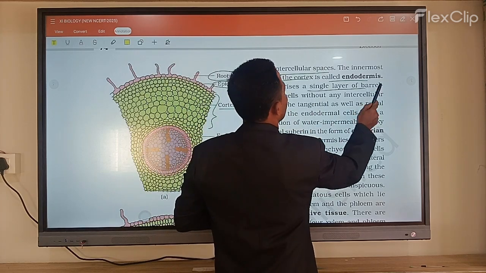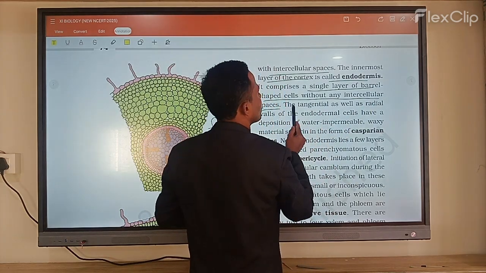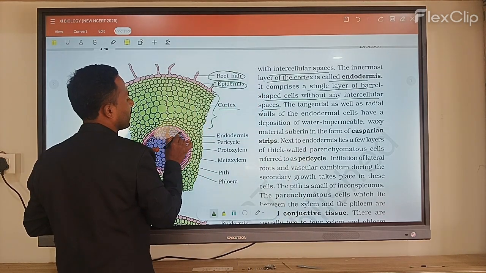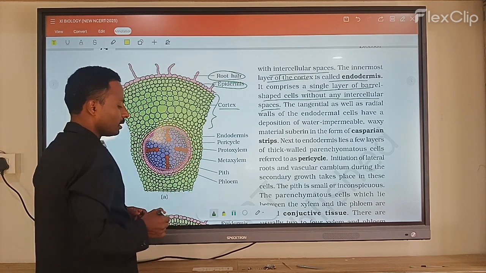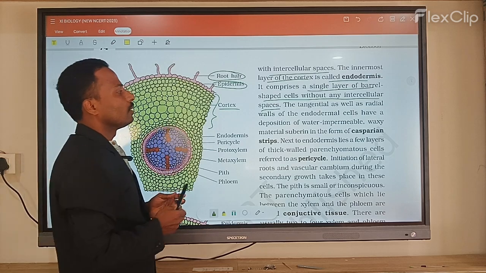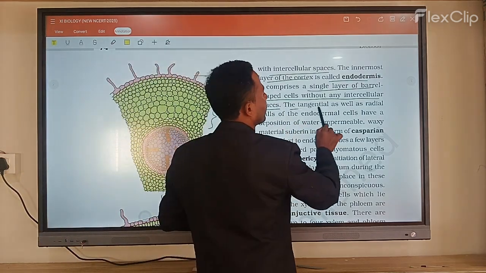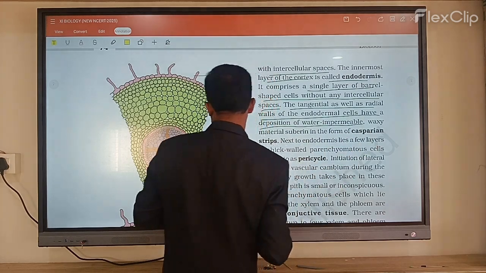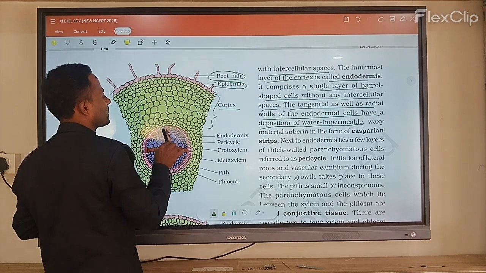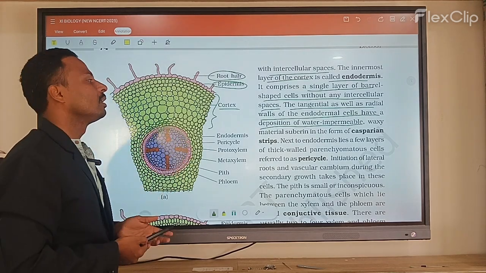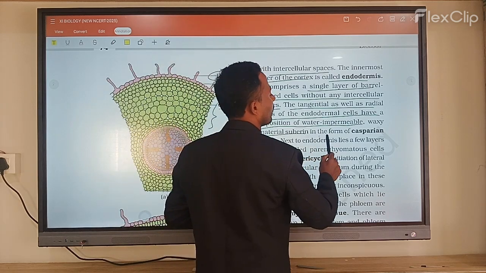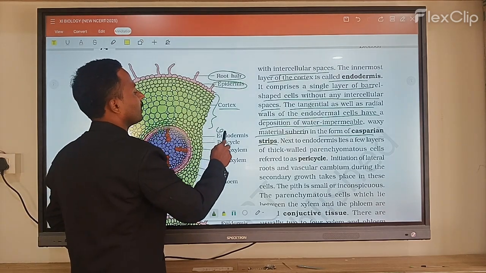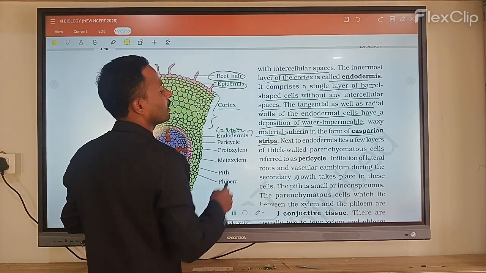It comprises a single layer of barrel-shaped cells without any intercellular space. The cells are arranged without any gaps, because a waxy layer is formed. The tangential and radial walls of the endodermal cells have a deposition of water-impermeable, waxy material, suberin, in the form of Casparian strips, so water cannot move inside from the outer side. So the endodermis is made up of Casparian strips.